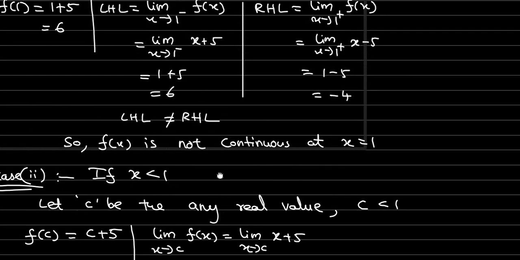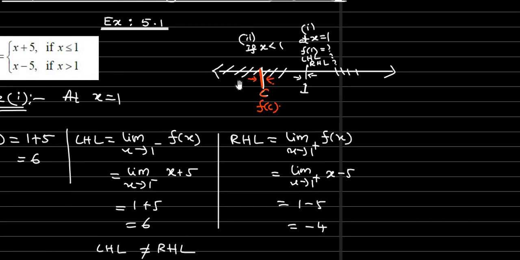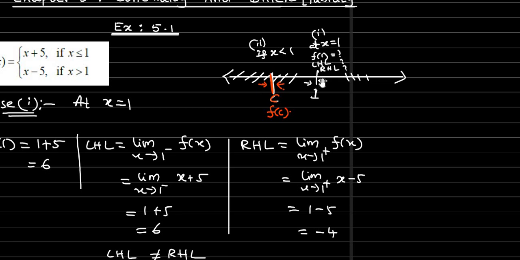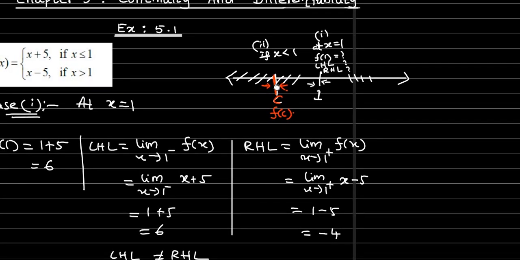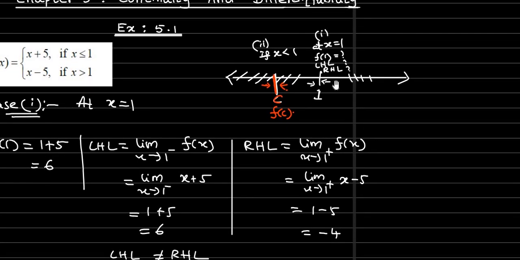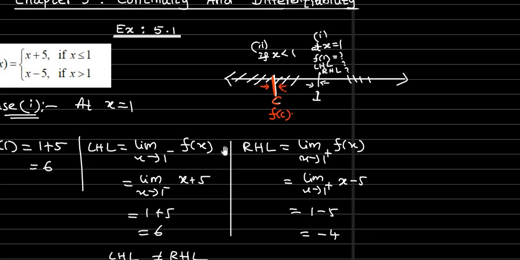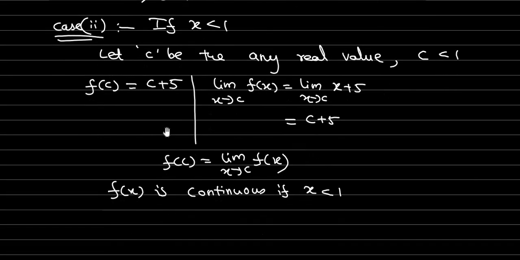Now in case 3, which is left over, we didn't check for all the values. As of now we have checked at x equal to 1 whether the function is continuous or not, and if x is less than 1, whether the function is continuous or not. So this interval is still pending. In case 3 we are going to check if x is greater than 1 whether the function is continuous or not.